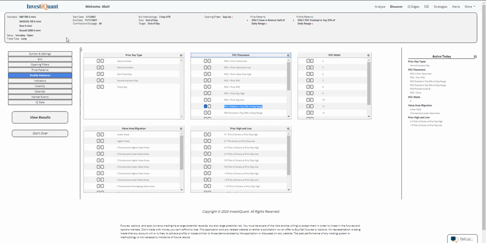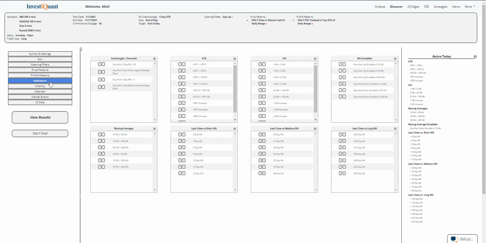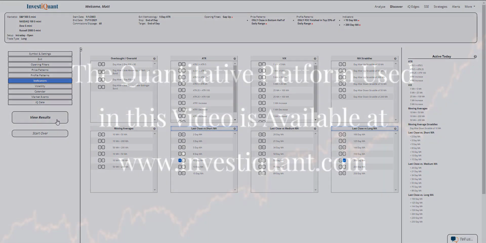All right, next I'm going to go into the indicators library. I'm going to put us in a similar market condition. We have pulled back off of those all-time highs, but we are still in a bullish market environment. So I'm going to say we are below a 10-day simple moving average, but above a 200-day simple moving average. And now I can click View Results.